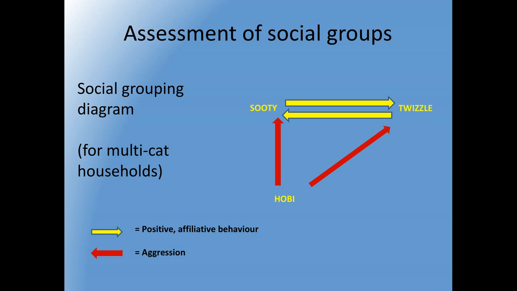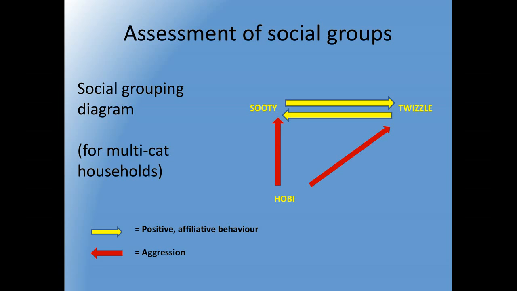For multi-cat households, it can be really helpful to understand how many social groups there are in that household, particularly to ensure that there is an adequate number of resources available for those cats. And this is something that I think a lot of owners struggle to actually recognise, how well their cats get on. But a useful exercise that Vicky Halls taught me was to ask the owners to write down the cats' names on a piece of paper.